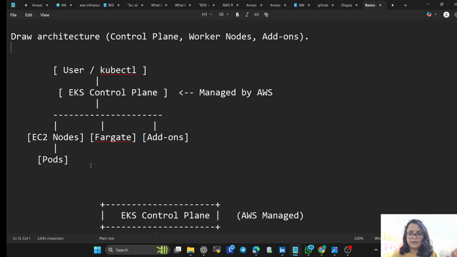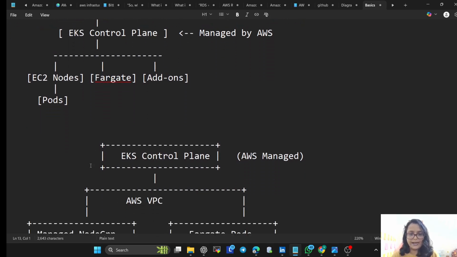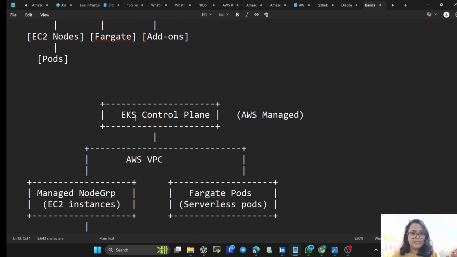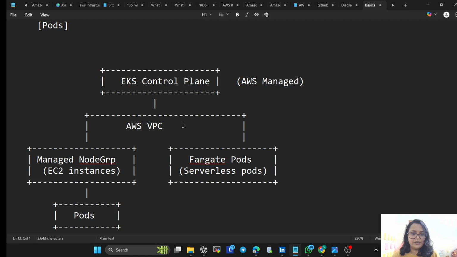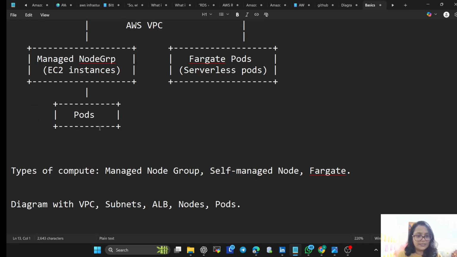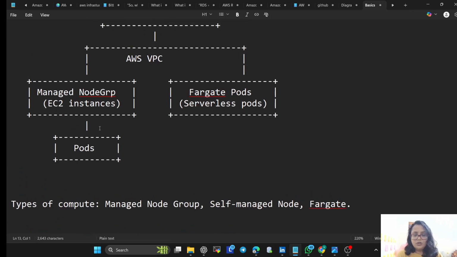Now, I'll explain this diagram in a more detailed way. So that will be the EKS control plane, managed by AWS, and the VPC will come into the picture. VPC is nothing but virtual private cloud. In that, two things will be there: managed node group and Fargate pods. The managed node group will be EC2 instances, and Fargate will be serverless pods. And here that will be managed by pods itself.